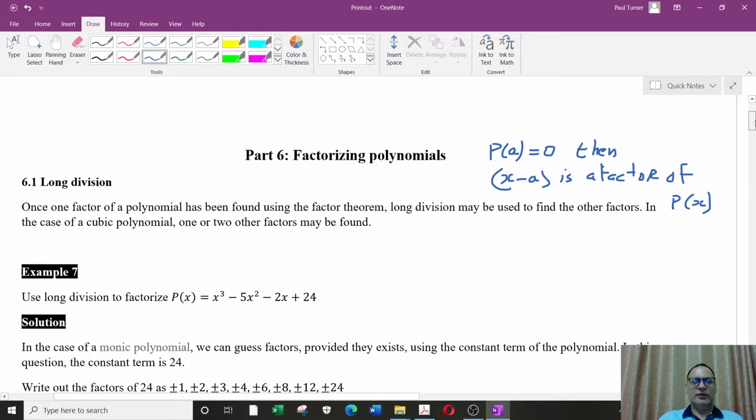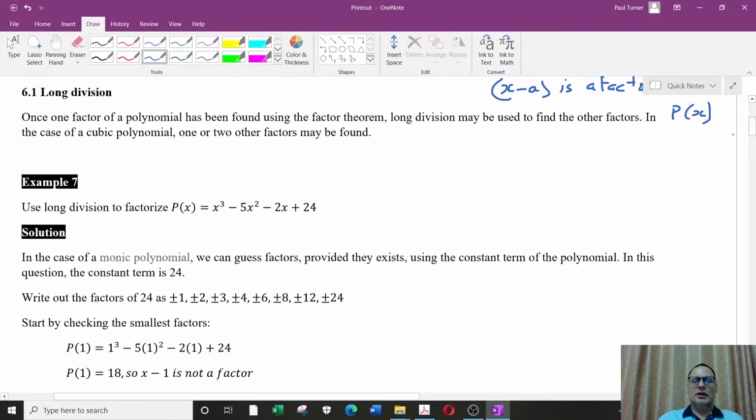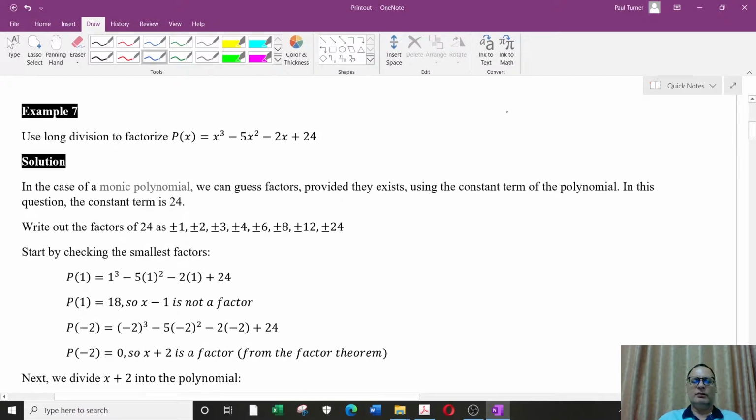Now we'll use the factor theorem to find one factor, and then we'll do division to find the other factors. So basically what I want to do is, if I had an example like x squared plus 5x plus 6, I want to find both factors that would be equal to that quadratic. So when I say I'm going to factorize this polynomial, I want to find both factors. Okay, so what we're going to do is find one factor first.